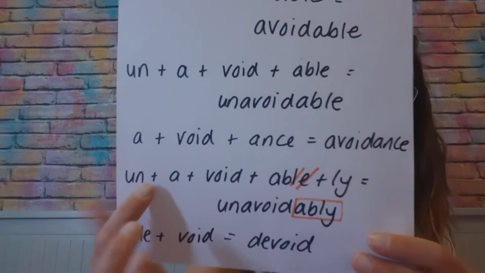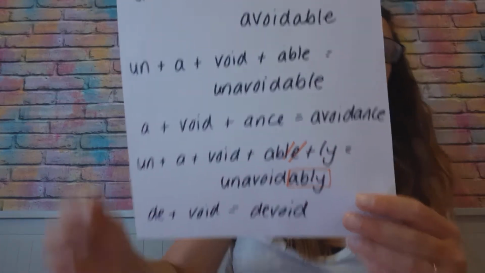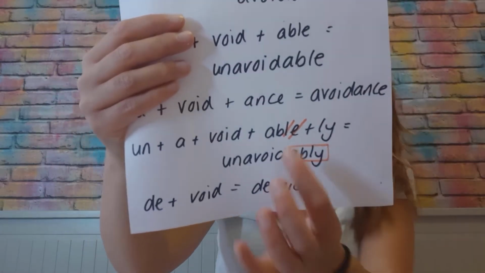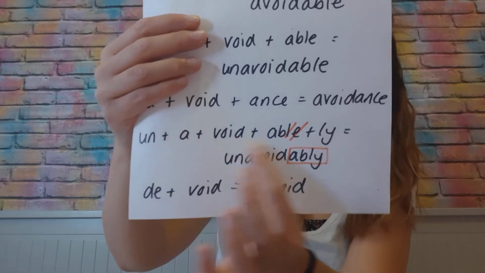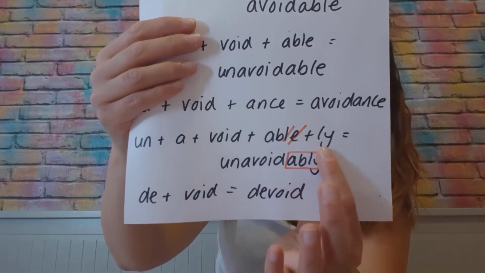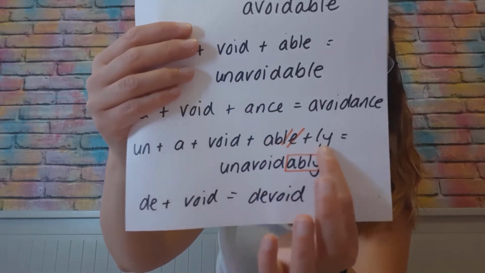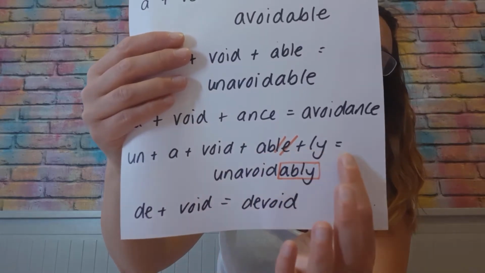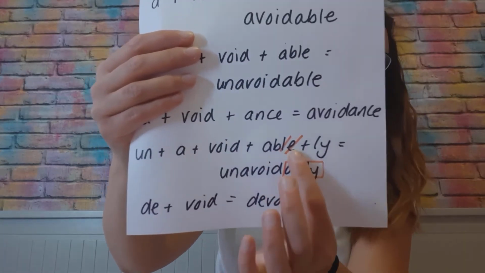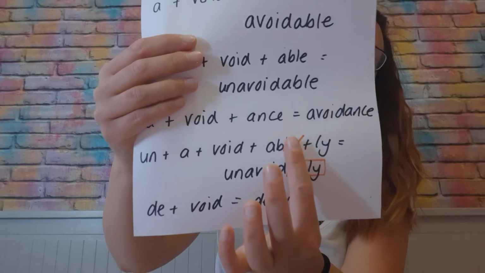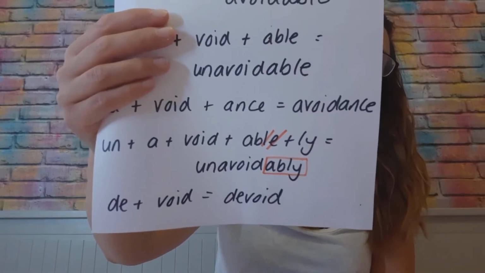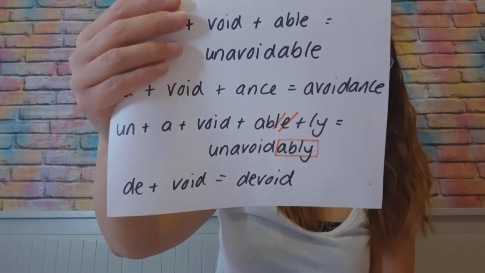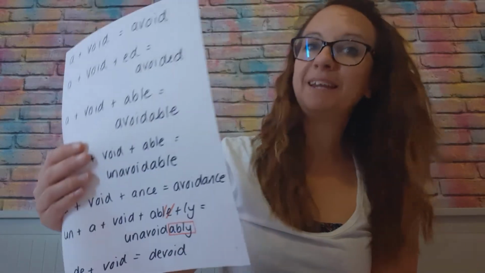And then we've got unavoidably. This is the only word here where we've got a spelling rule you need to apply. This is where we've got the able and the ly. So unavoidable being the adjective, and then ly making it the adverb. But we've got able and ly. We don't say unavoidablely, because the double l just gets confusing. So we take the l and the e off there and just pop the ly on there. So those two sort of assimilate together to make avoidably, that ably ending.